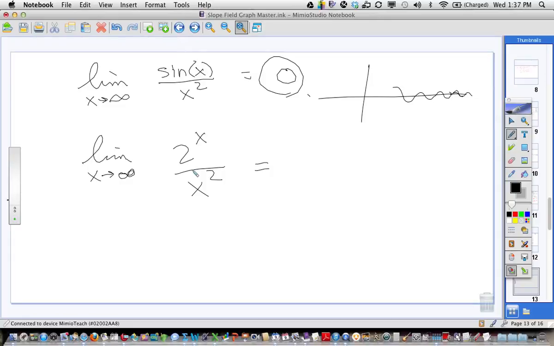If this was x to the trillionth power, this will still eventually outpace it. Okay? I don't know when, but it would be way out there. But eventually, this exponential will always outpace a power function, no matter what the power is.